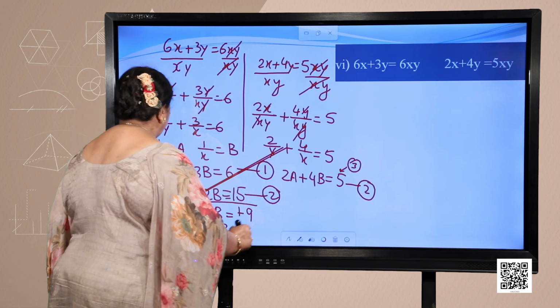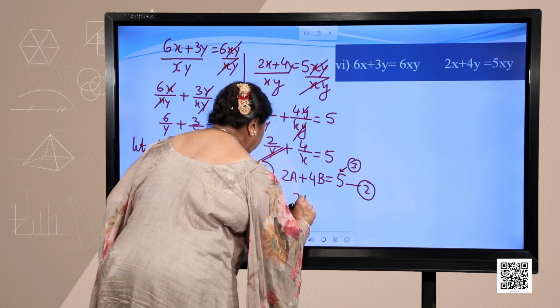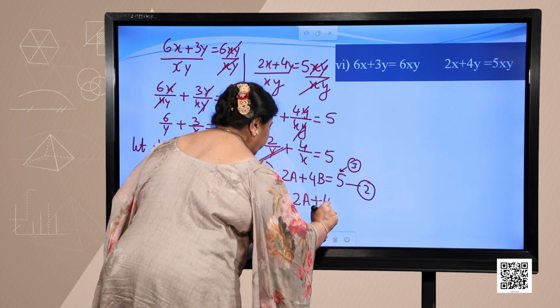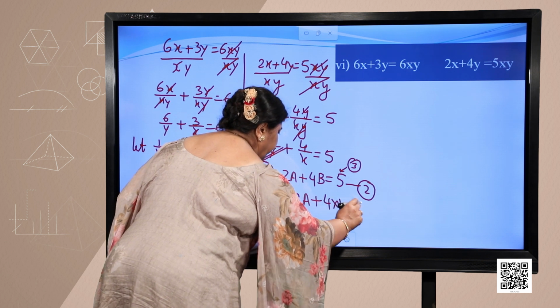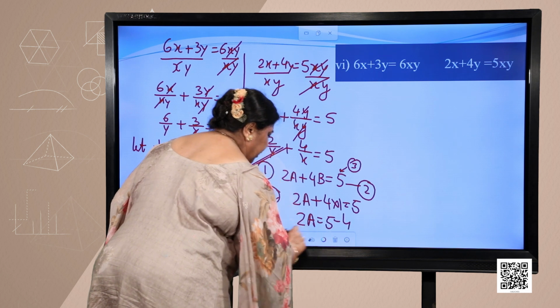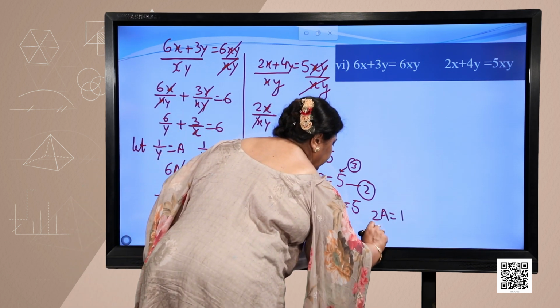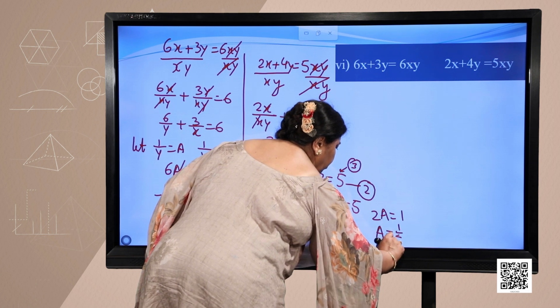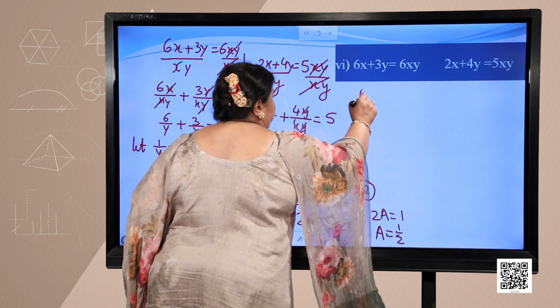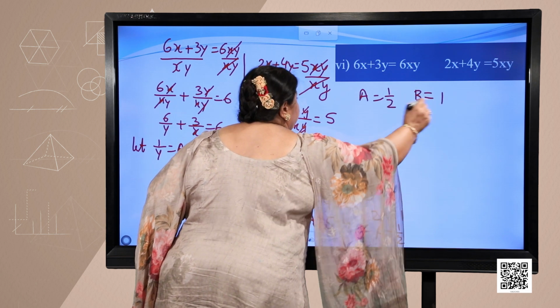Likewise, if I take the first equation, let me substitute the value of b here. 2a plus 4 into 1 is equal to 5. So, 2a is equal to, what is 5 minus 4? It is 1. So, 2a is equal to 1 means a is equal to 1 upon 2. We have got a is equal to 1 upon 2 and b as 1.